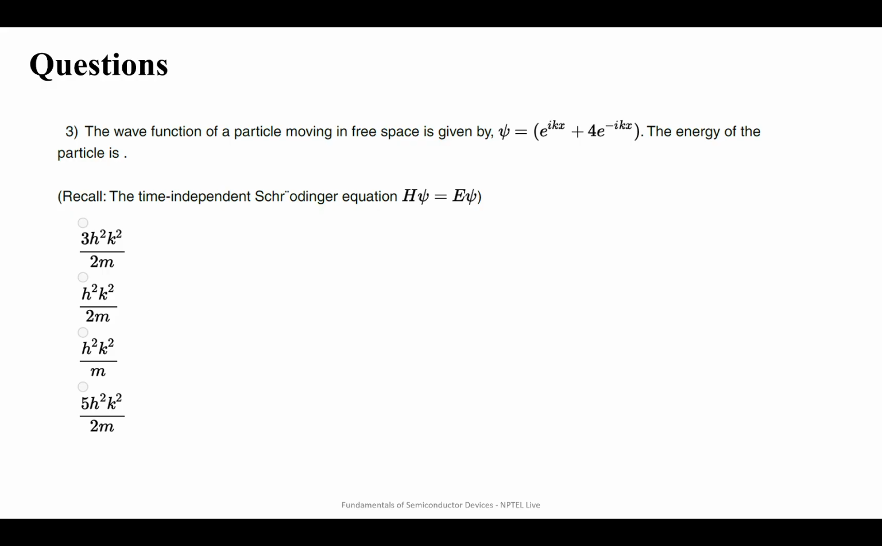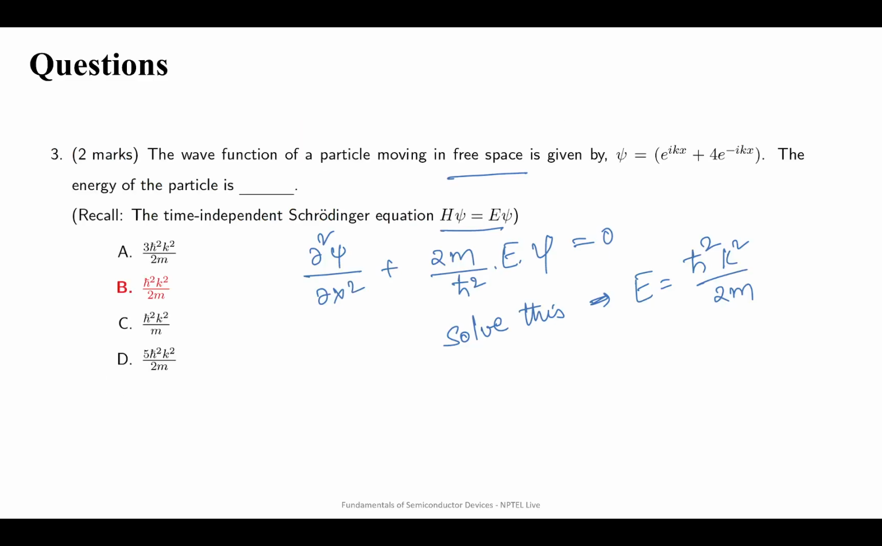H square k square divided by 2m. The answer to this would be h square k square by 2m. So if you have to use this equation, d square psi by dx square plus 2m by h cross square E psi equals 0, you place the psi here, e power iota kx plus 4 e power minus iota kx. If you place it here and solve this, you will get E equals h cross square k square by 2m.